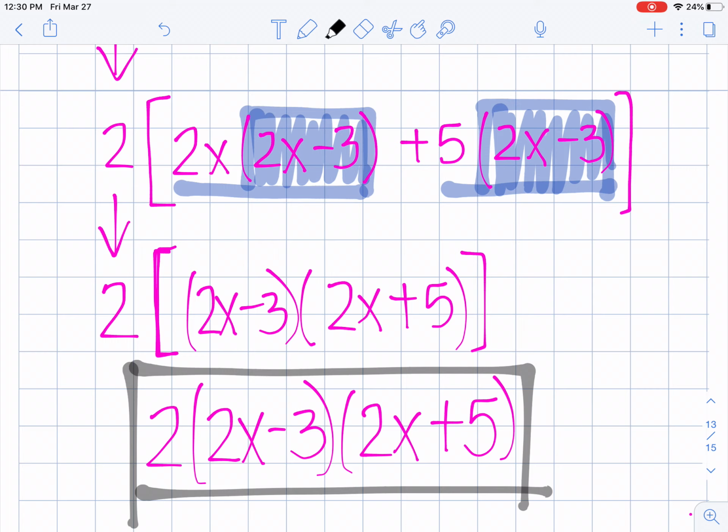So the trick to this one is always first check to see if you have a greatest common factor, and then you're going to factor just like we did yesterday.